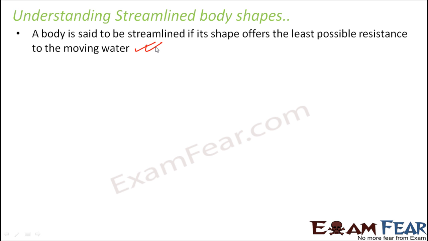Therefore, if we want any object to move in water, its shape has to be designed in such a way that it does not offer resistance. Resistance means opposition, so it should not oppose the movement of water. Now let us think of a paper boat. You would have often made a paper boat with a piece of paper. Now have you ever noticed what happens if you put this paper boat in water? It starts moving with the moving water, right?